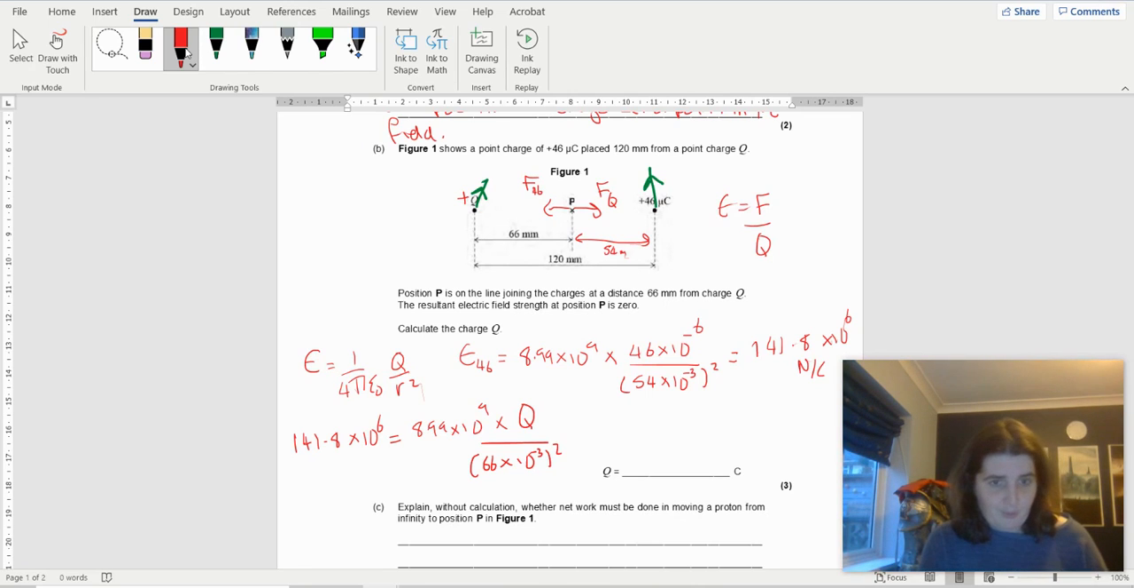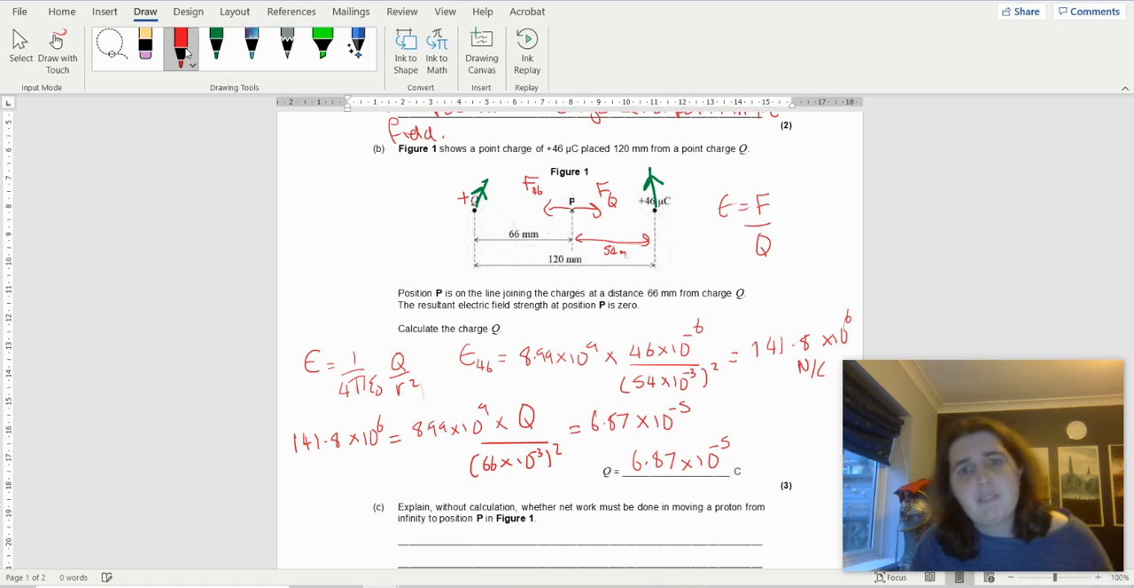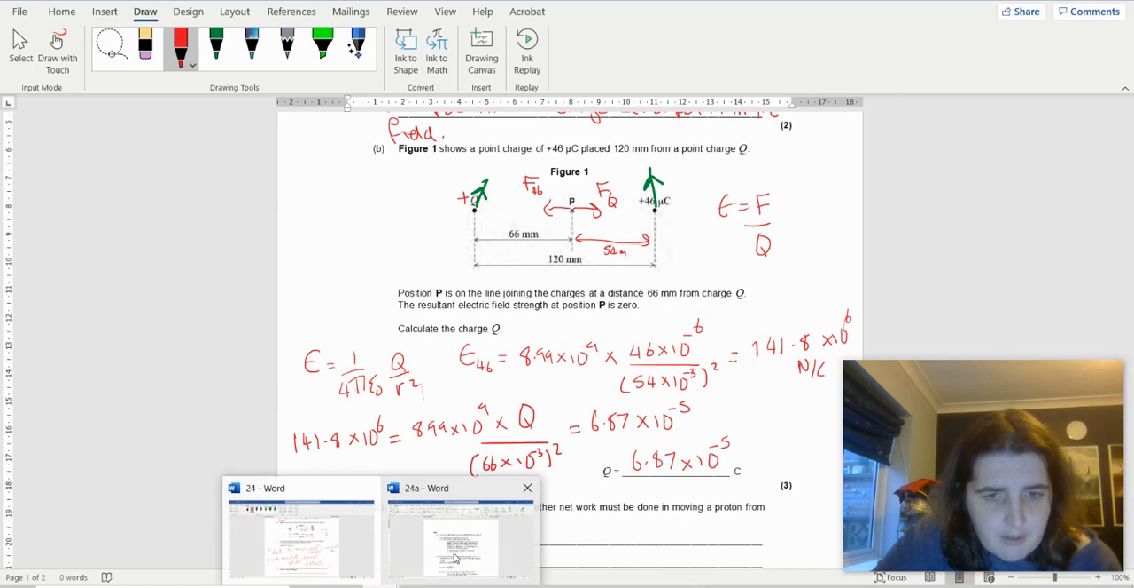So 141.8 times 10 to the 6 divided by 8.99 times 10 to the 9, and then times by 66 times 10 to the minus 3 this time. Sorry, I made a mistake there. They go squared, and I get an answer of 6.87 times 10 to the minus 5. So 6.87 times 10 to the minus 5, which makes a bit of sense because it should be slightly bigger than this here. So let's check my answers here.